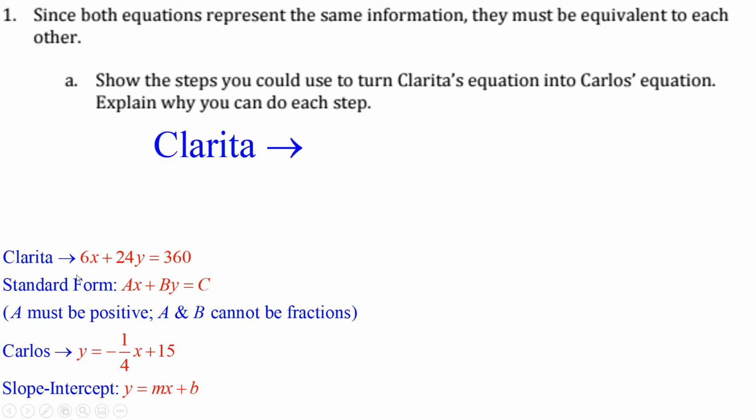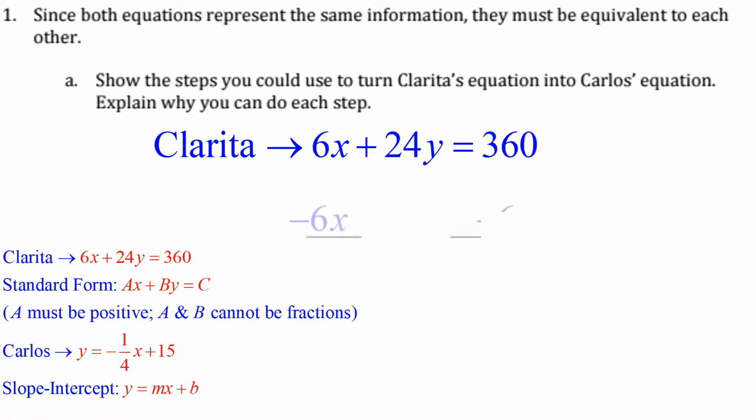So let's take Clarita's equation, 6x plus 24y is 360. And can we take this equation and solve for the y right here? Because Carlos has y equals negative 1/4 x plus 15. Well, you guys have become experts at solving. The first thing we'd want to do, and this is solving a literal equation, is we need to undo this addition of 6x. So we're going to subtract 6x from both sides.